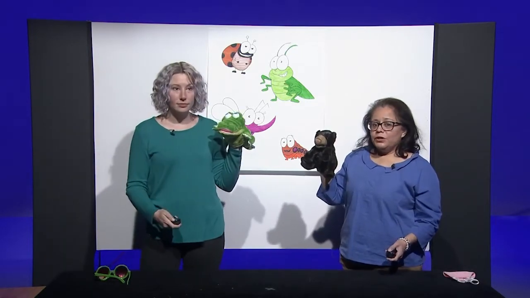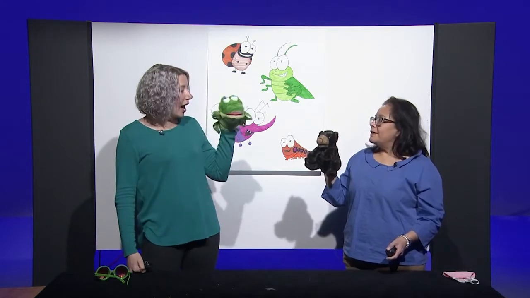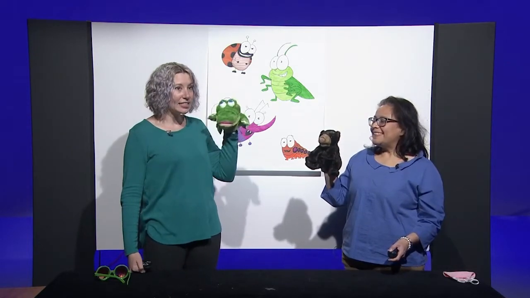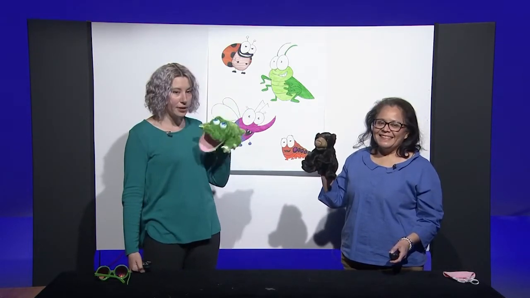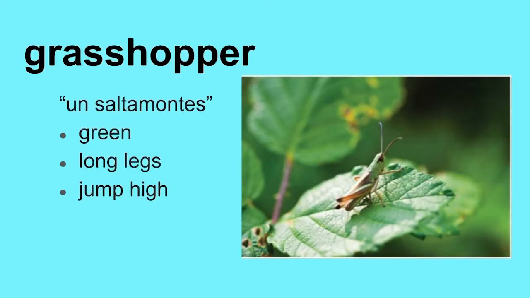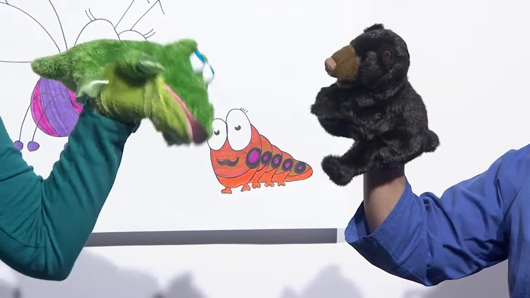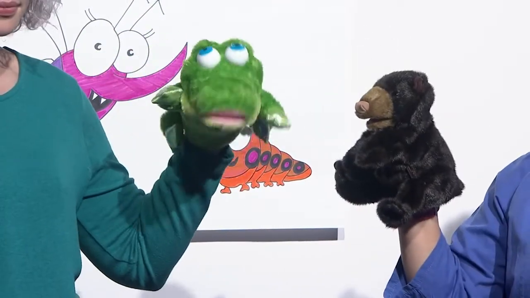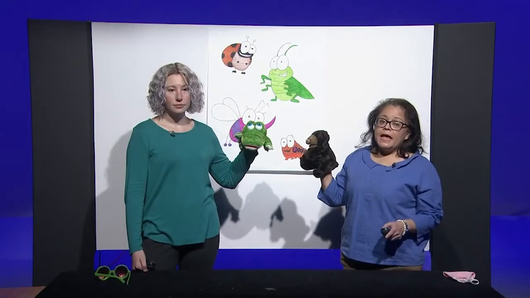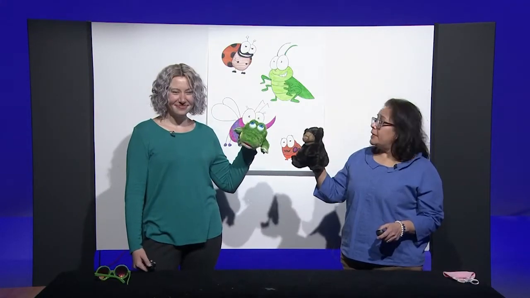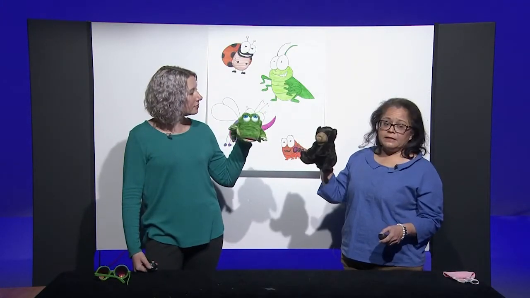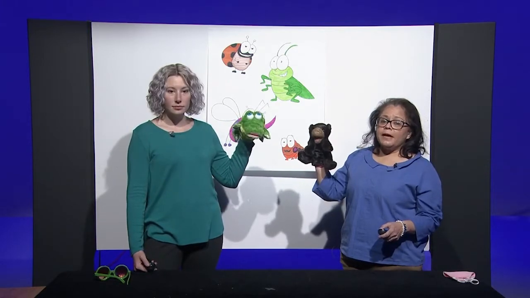Our next word is... I know what that is. It's a grasshopper. That's right, Allie. Great job. This green insect is a grasshopper. It has really long legs. Grasshoppers use those long legs to jump really high. That's right. And the Spanish word for grasshopper is saltamontes. Oh yes, I heard my abuela call it that.